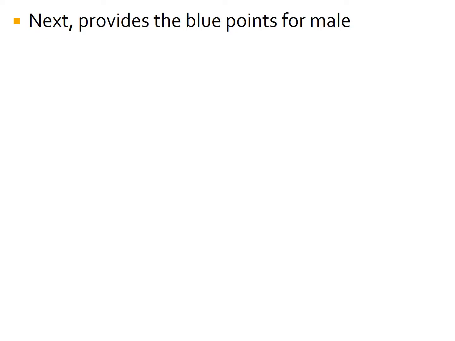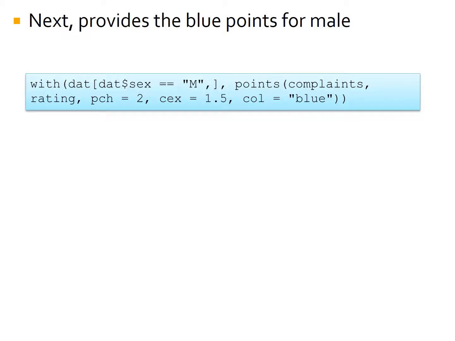Next, I would like to provide the blue points for male. So I will use this command. The main command is points. I would like to put the point where the x-coordinate is complaints and the y-coordinate is rating. pch is the point symbol. I will talk about that later. cex is the size of the dot, and then col is blue.